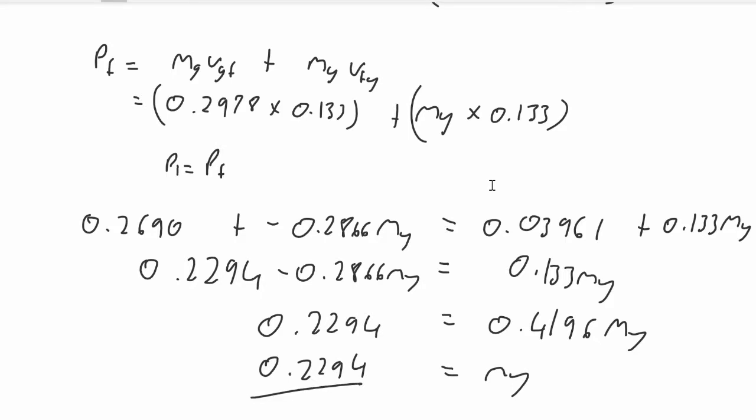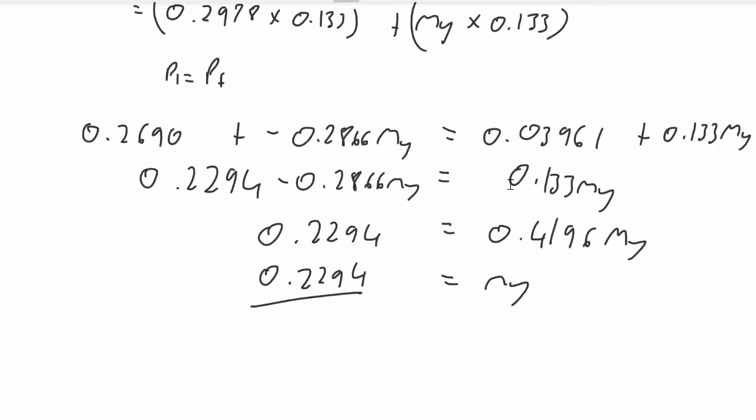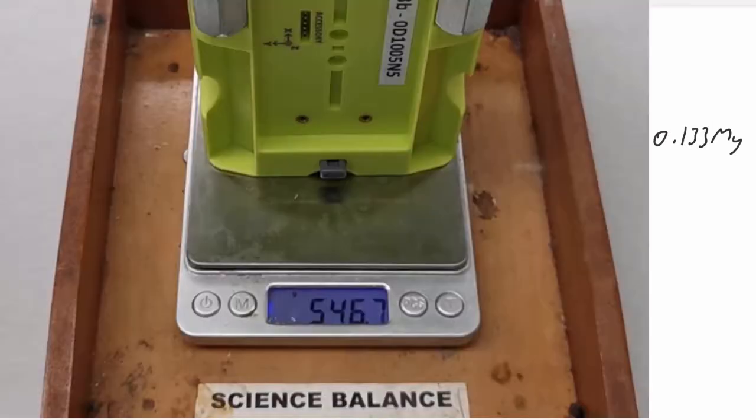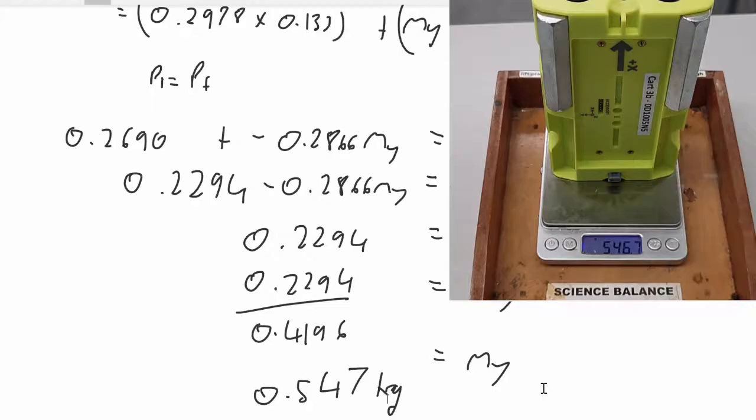If I want my all by itself, then I'm going to divide it by 0.4196. And I get 0.547 kgs. That is amazing.